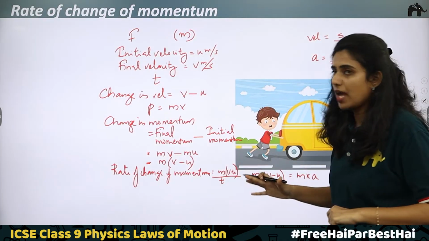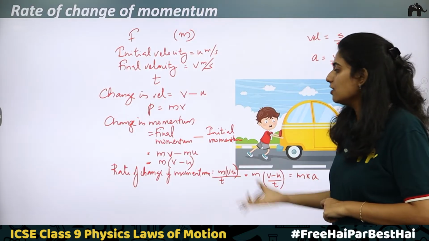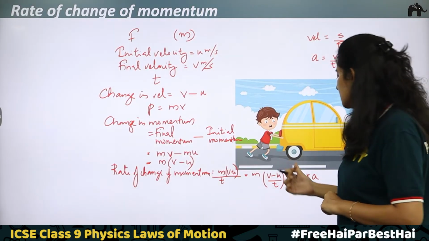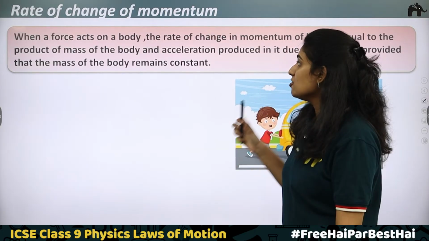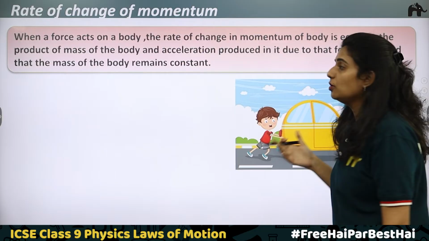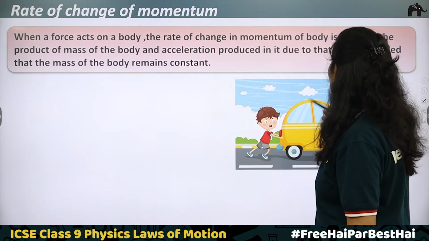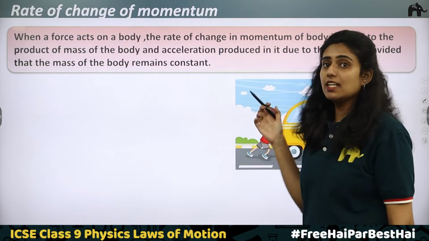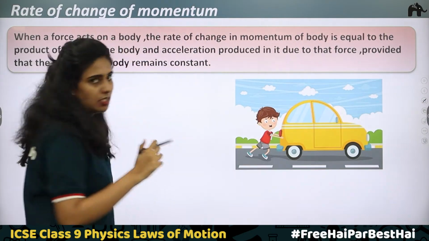So, when a force is applied, the velocity changes, there is a change in momentum, and the rate of change of momentum, when found, we will be getting mass into acceleration. When a force acts on a body, the rate of change in momentum of the body is equal to the product of mass of the body and acceleration produced in it due to that force, provided that the mass of the body remains constant.